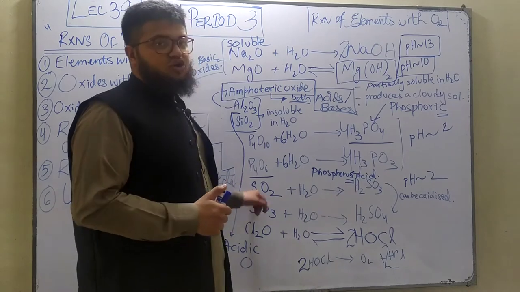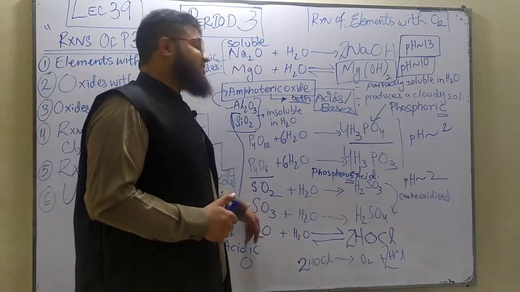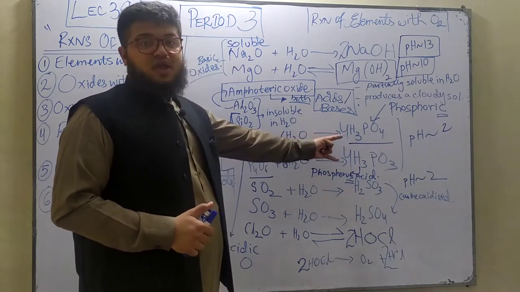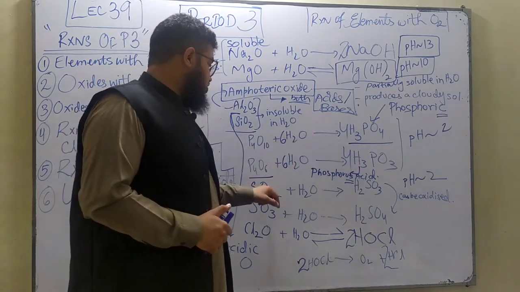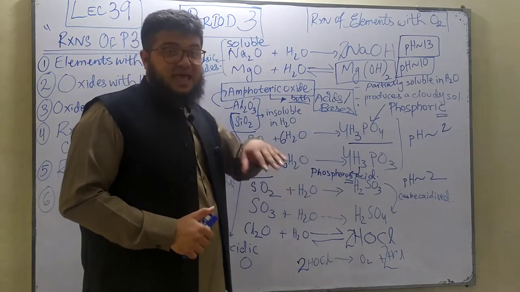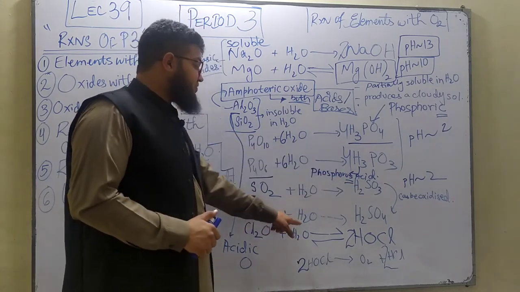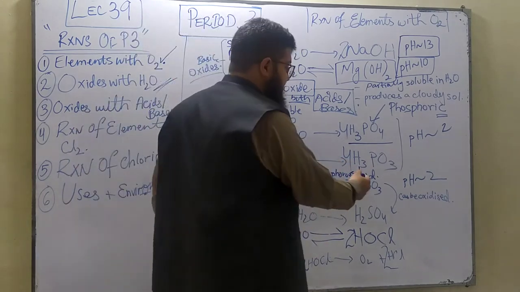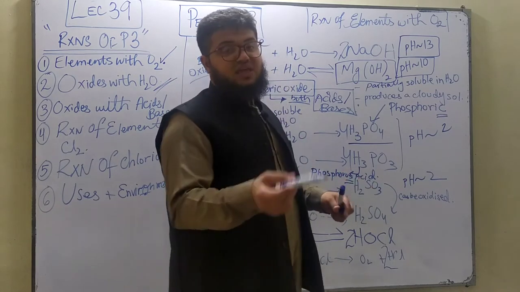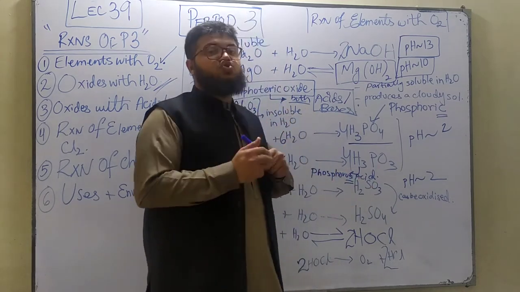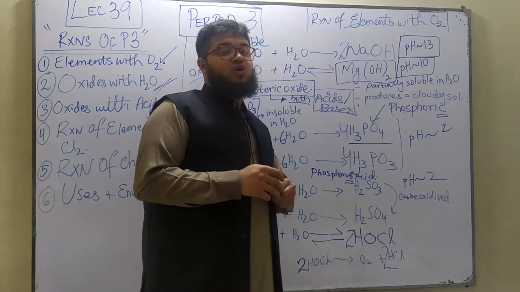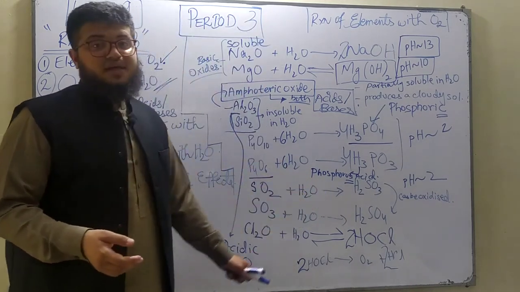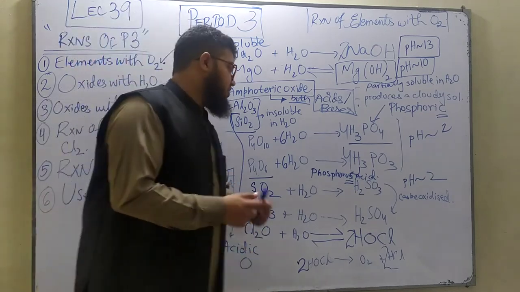Then coming to sulfur dioxide and sulfur trioxide, both are acidic oxides. They dissolve in water to give, like phosphoric and phosphorous acids, sulfurous and sulfuric acids. Sulfur dioxide dissolves in water to give sulfurous acid, and sulfur trioxide dissolves in water to give sulfuric acid. H2SO3 is sulfurous, formed by SO2, and H2SO4 is sulfuric, formed by SO3.